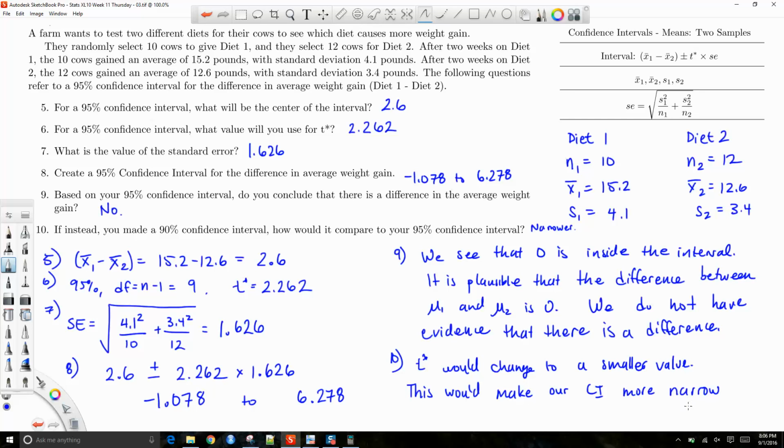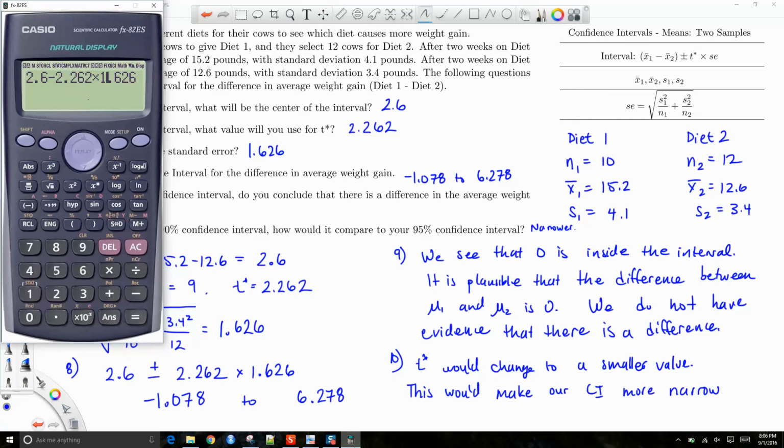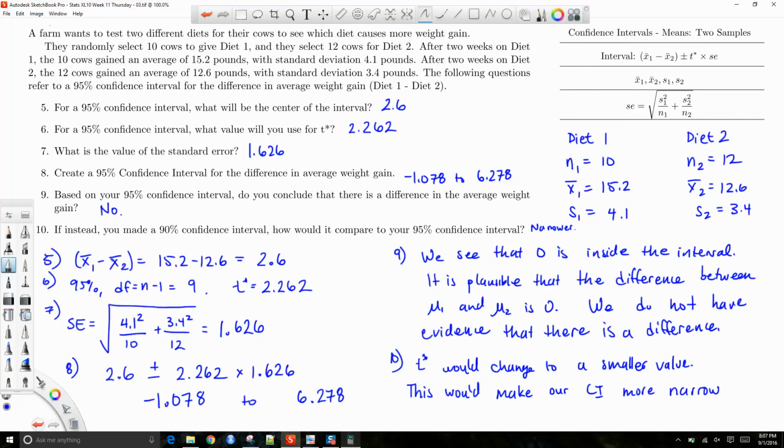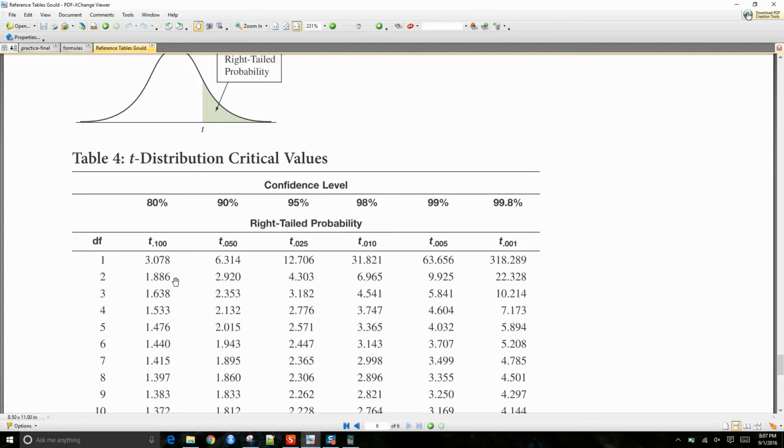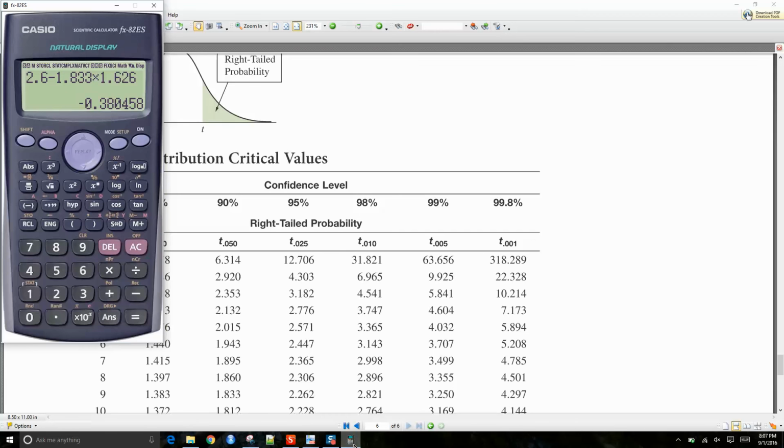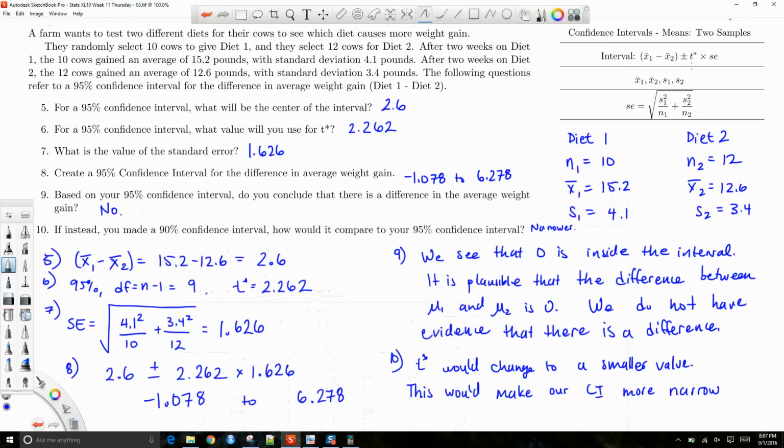So our answer, okay, so if I replace, I wasn't asking this, but even though we make it more narrow, 0 is still in the interval. So even at 90% confidence, we don't have evidence of a difference, okay? Now if we dropped it down to 80% confidence, and you don't have to worry about this anymore, then 0 would not be in the interval, and we would say we have evidence of a difference.